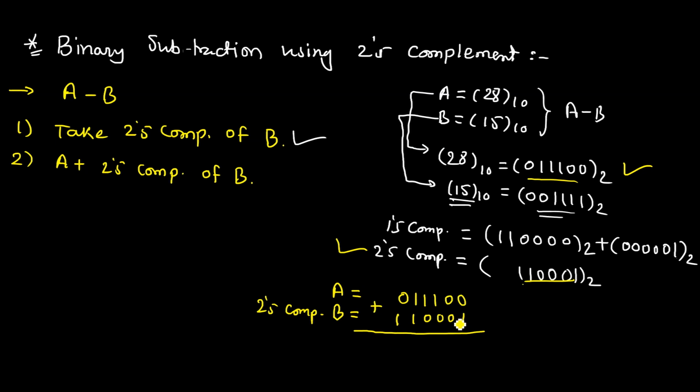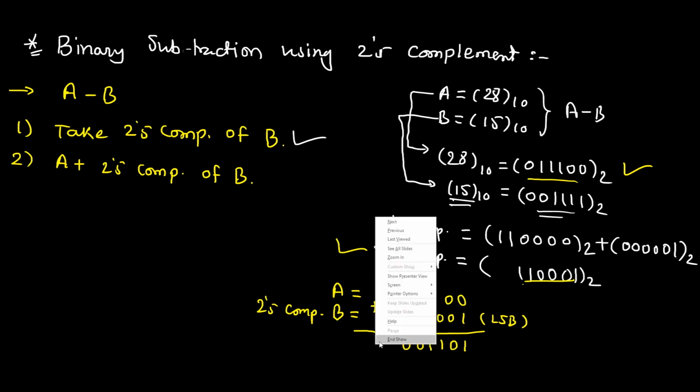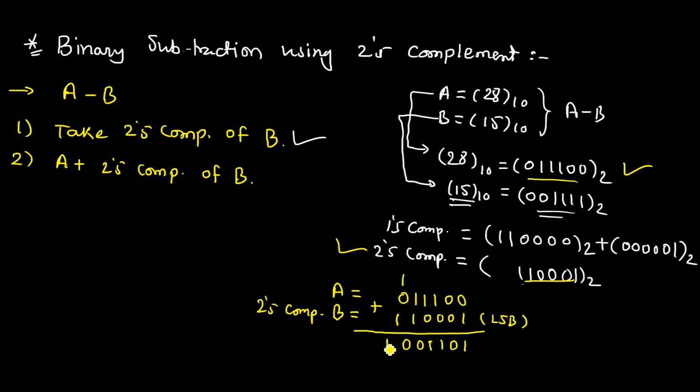If we add both numbers, we start from the least significant bit. So 0 plus 1 gives 1, 0 plus 0 is 0, 1 plus 0 is 1, 1 plus 0 is 1, then 1 plus 1 is 0 with a carry of 1, and 1 plus 1 is 0 and 1 extra bit, that is the carry. This extra bit is known as the carry bit.